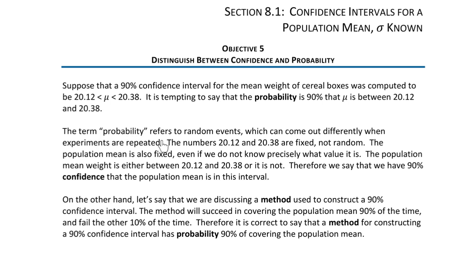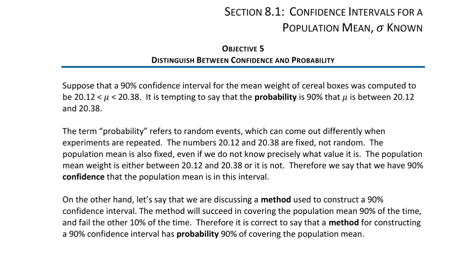The term probability refers to random events which can come out differently when the experiments are repeated. But these numbers are fixed, not random. The population mean is also fixed, even if we don't know precisely what the value is. But the population mean weight is either between these two values or it is not. Therefore, we say that we have 90% confidence that the population mean is in this interval.